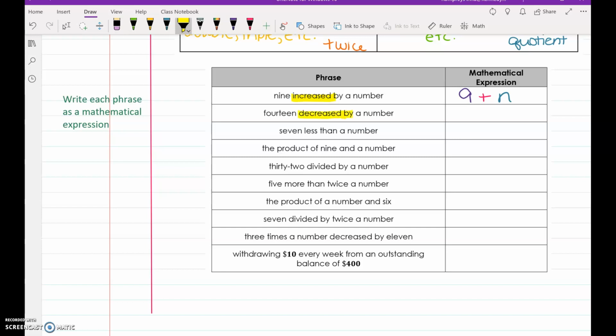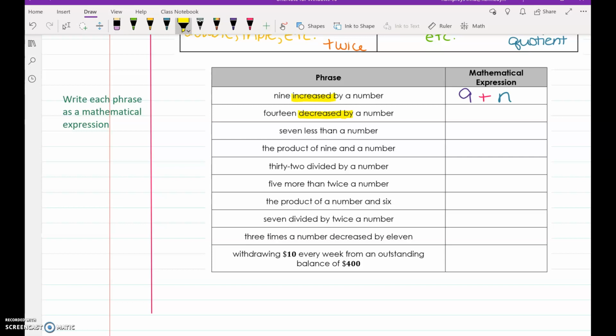Now, 14 decreased by a number. So what are we starting with? So we are starting with 14, and it is being decreased by a number. So we are taking away a number. So if you're getting confused, sometimes I like to put a number in. So let's say that number is 2. So what would 14 decreased by 2 be? Well, 14 minus 2. Does that make that easier? Maybe if you plug in a number. So 14 minus 2 would be 12.